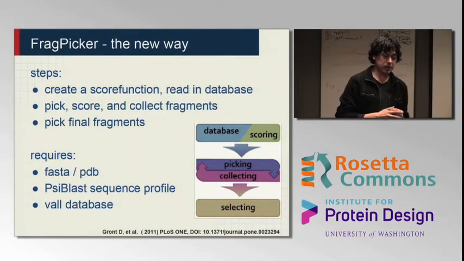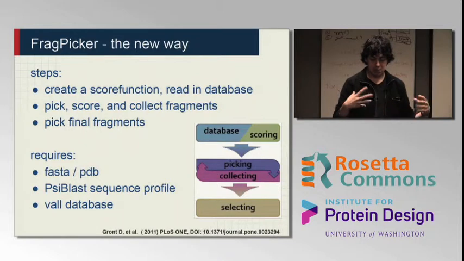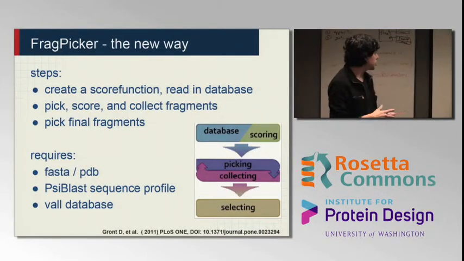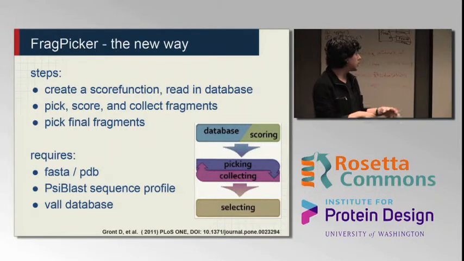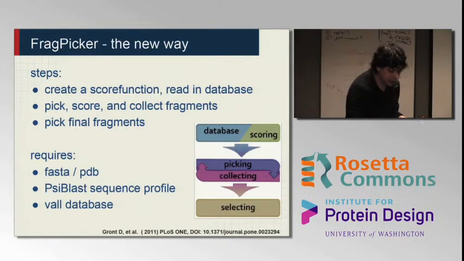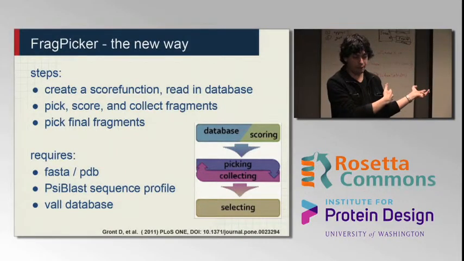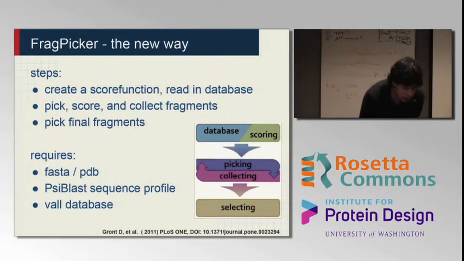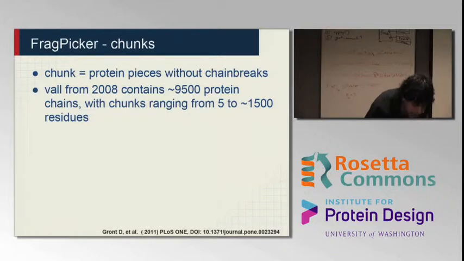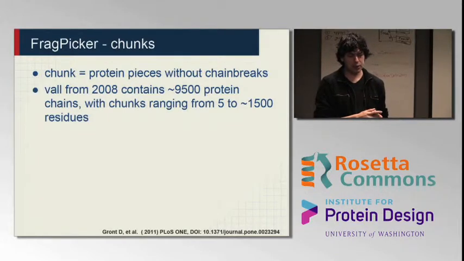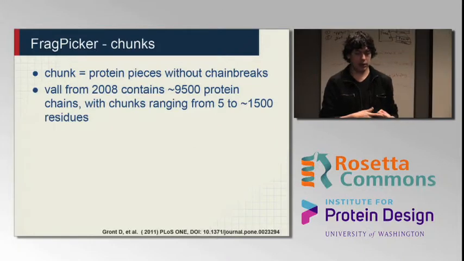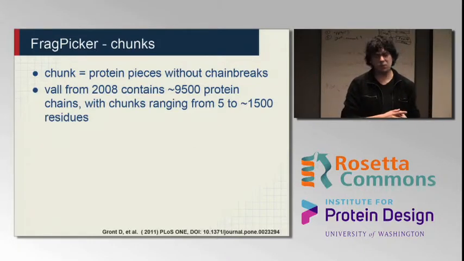Some brave people decided to write this new fragment picker, which some people like and some people don't like, right? It is more logical, it has a more structured way to work, it has a database, scoring, and structure to picking, collecting, and then selecting, and it only requires very few things. It requires the file sequence profile, FASTA, the BL database, right? The BL that this new fragment picker uses is from 2008, and it contains like 9,500 proteins. The other one, I don't remember, I think it contains like 3,000 something.